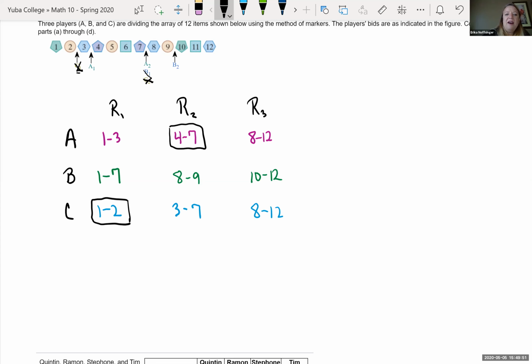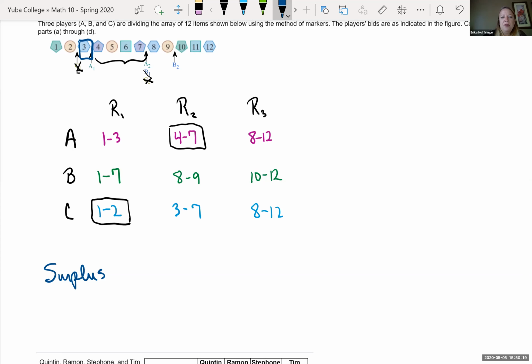And then if they got 4 through 7, we need to look at, do they have any extra for a surplus? And we do have a surplus here, because notice number 3 is not given to either player A or C. So that's a surplus.